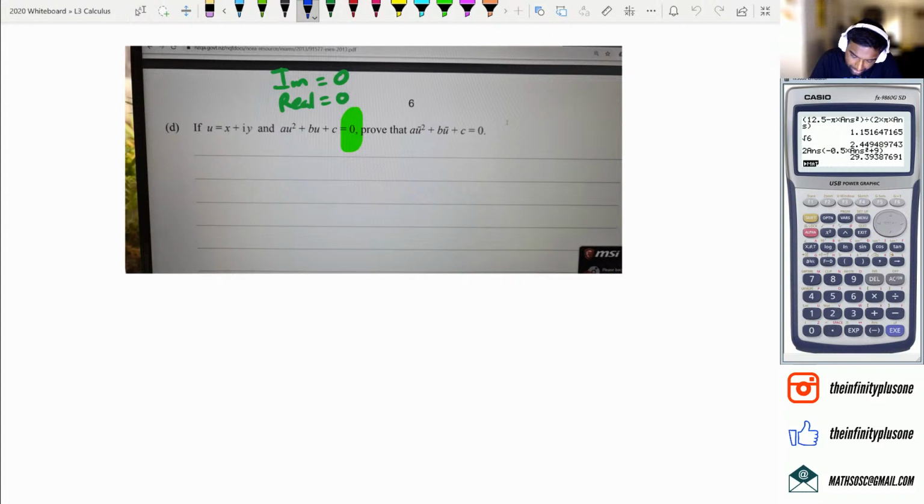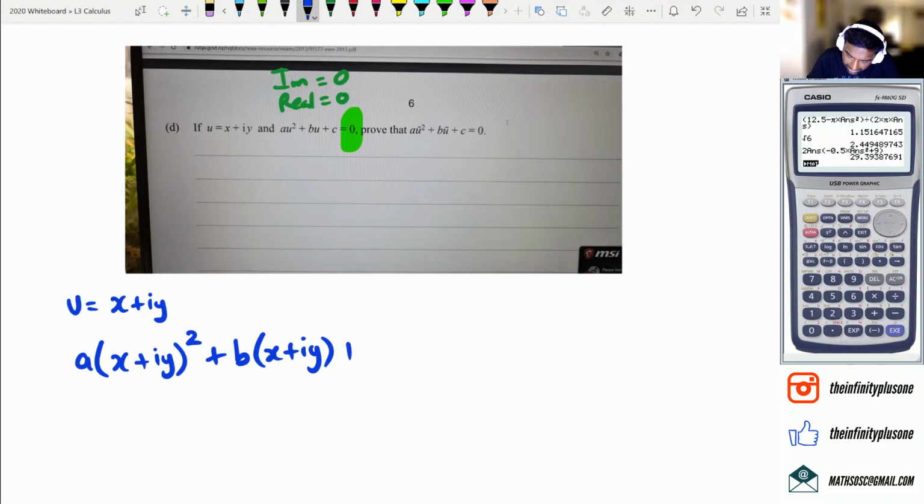So that's something that we do know. So what I'm going to do is, because u equals x plus iy, I'm going to substitute it in. So I've got a times (x plus iy) squared plus b times (x plus iy) plus c. It actually says it's going to equal 0.